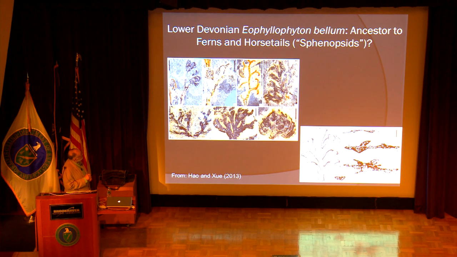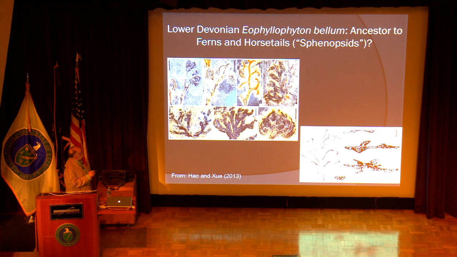And these are the ancestors to the ferns and the horsetails. So you can look at them yourself, and this is the real evidence for the origin of the ferns. I see recurved structures here. Here, it looks like a recurved sporangium.